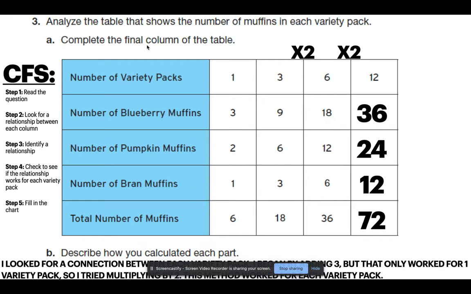So I looked for a connection between each variety pack by starting off by adding by 3. That only worked for one variety pack. So then I tried to multiply by 2, and that worked for each variety pack. Okay, so I was able to fill in my chart. But one thing, guys, I want to say that I made an error. Instead of us looking for a connection between each column, we're looking for a connection going across each row.